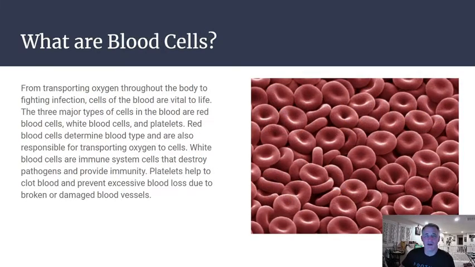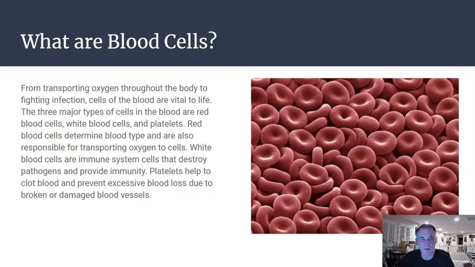Then you have a very different looking cell: red blood cells. You can see they almost look like a donut shape, but the hole's not quite going all the way through. They have that concave surface on the front of them. And they're basically designed to transport oxygen throughout the body.